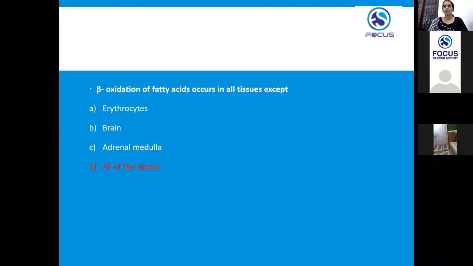Then the adrenal medulla also lacks various enzymes for beta oxidation of fatty acids. So these are the three tissues where beta oxidation of fatty acid is not possible: erythrocytes, brain, and adrenal medulla. In all the rest of the tissues, beta oxidation of fatty acids occurs. Erythrocytes lack mitochondria. In the brain, fatty acid crossing the blood-brain barrier is difficult, and there mostly alpha oxidation occurs. The adrenal medulla lacks a lot of enzymes involved in beta oxidation.